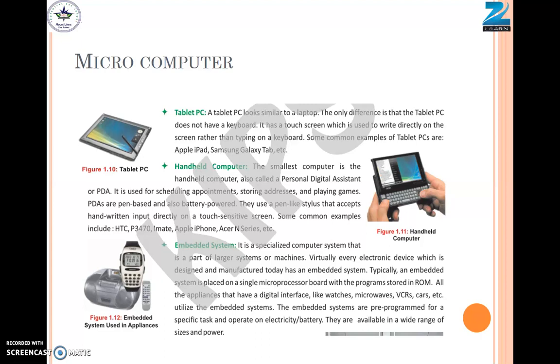All the appliances that have a digital interface like watches, microwaves, VCRs, cars, etc. utilize an embedded system. The embedded systems are pre-programmed for a specific task and operate on electricity or battery. They are available in a wide range of sizes and power. So now we know that an embedded system actually is not a computer, but it is an assistant that makes some work computerized. So whatever digital interface you can see, all are using embedded technology.